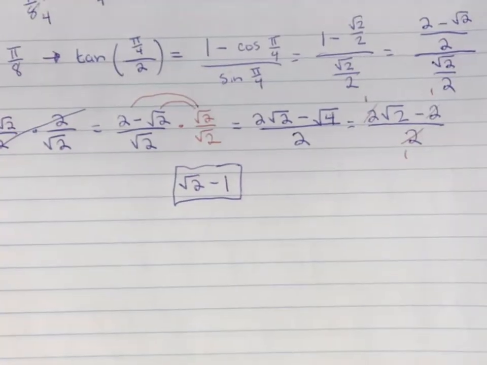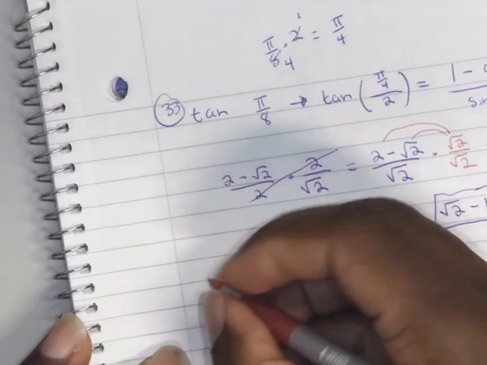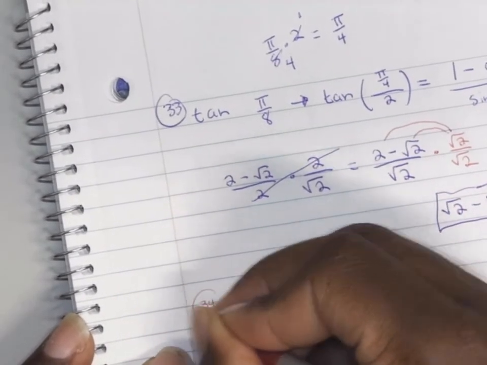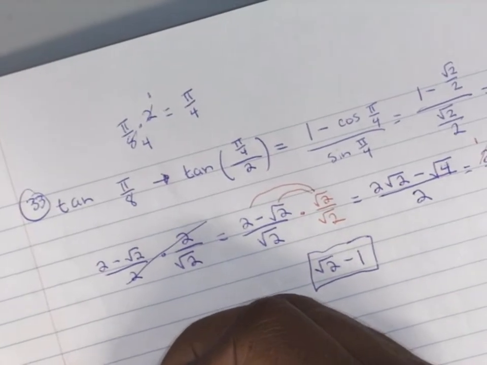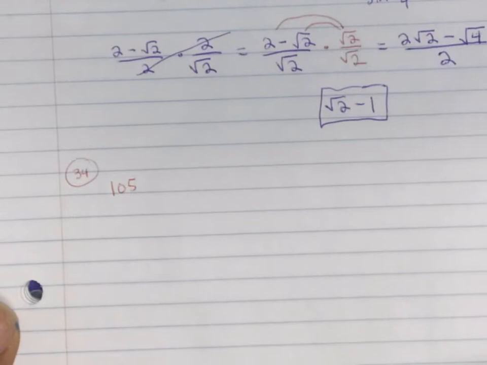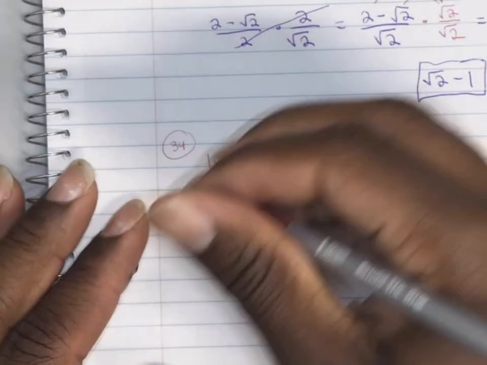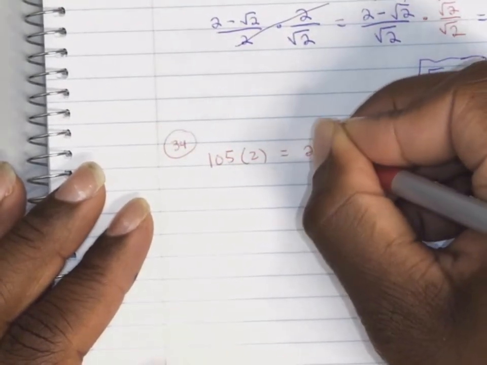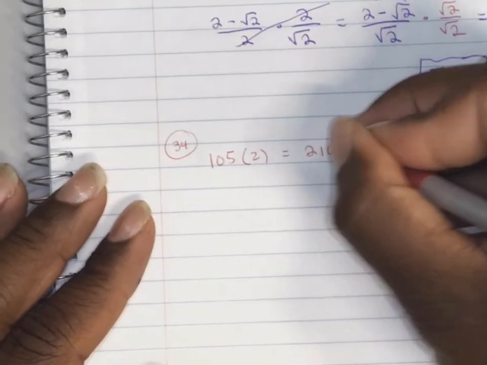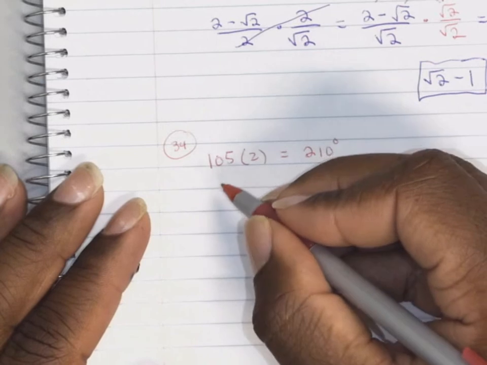All right, last one. 34. We want to do tangent of 105. I'm going to go ahead and double 105. 105 isn't on my unit circle. It's 15 larger than 90. Not on my unit circle, so I'm going to double it, and I get 210. 210 is 30 more than 180, so this is the 30 in the third quadrant. So I care about this angle though.